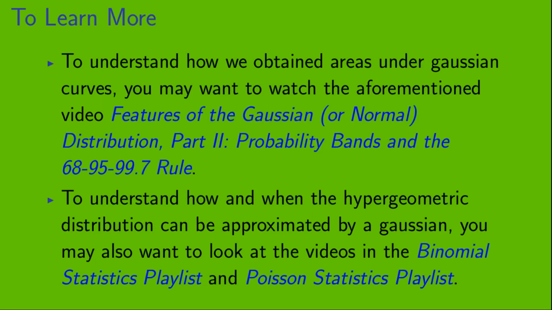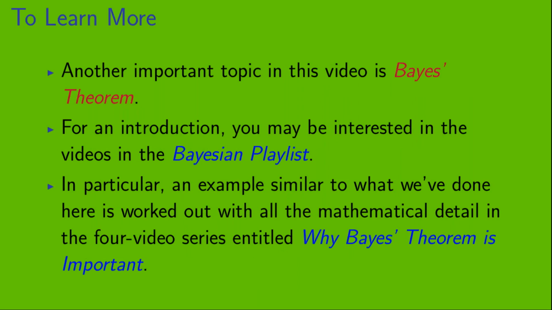To understand how we obtained areas under Gaussian curves, you may want to watch the aforementioned video, Features of the Gaussian or Normal Distribution, Part 2, Probability Bands and the 68-95-99.7 rule. To understand how and when the hypergeometric distribution can be approximated by a Gaussian, you may also want to look at the videos in the Binomial Statistics playlist and Poisson Statistics playlist. Another important topic in this video is Bayes' theorem. For an introduction, you may be interested in the videos in the Bayesian playlist. In particular, an example similar to what we've done here is worked out with all of the mathematical detail in the 4-video series entitled Why Bayes' Theorem is Important.